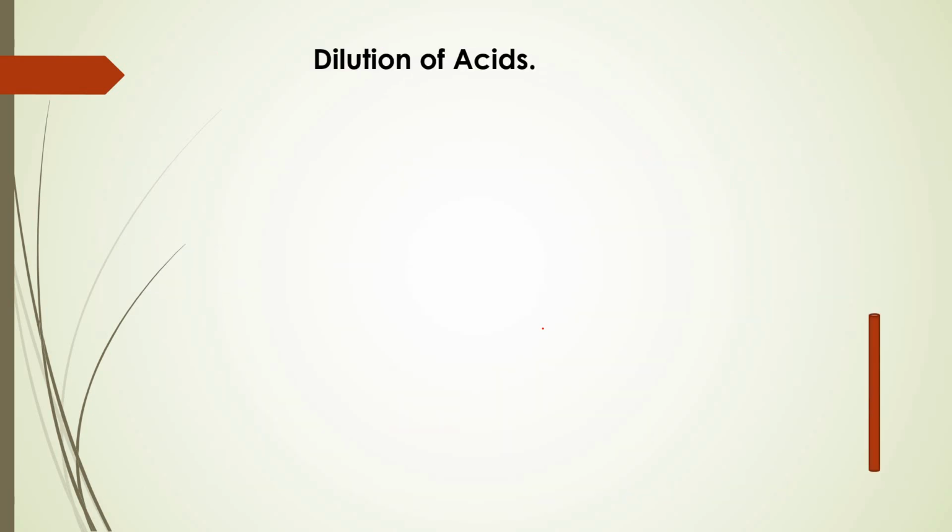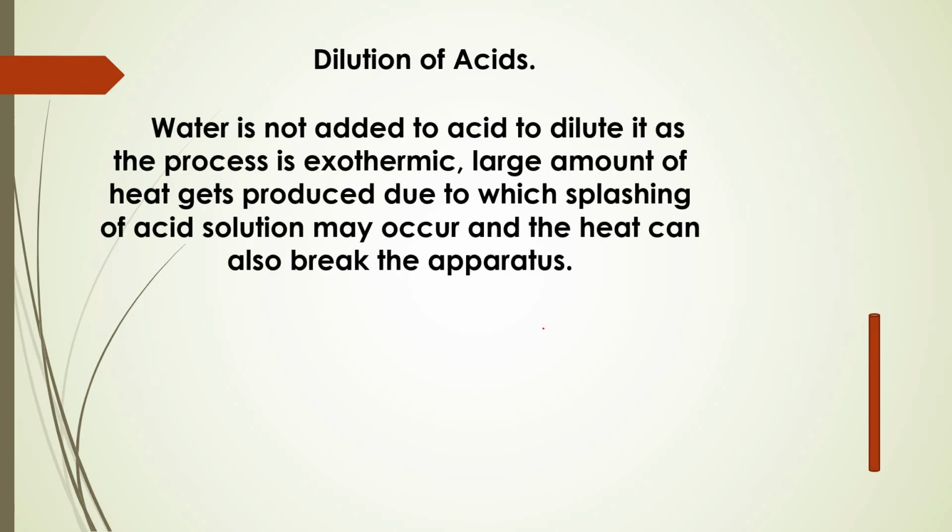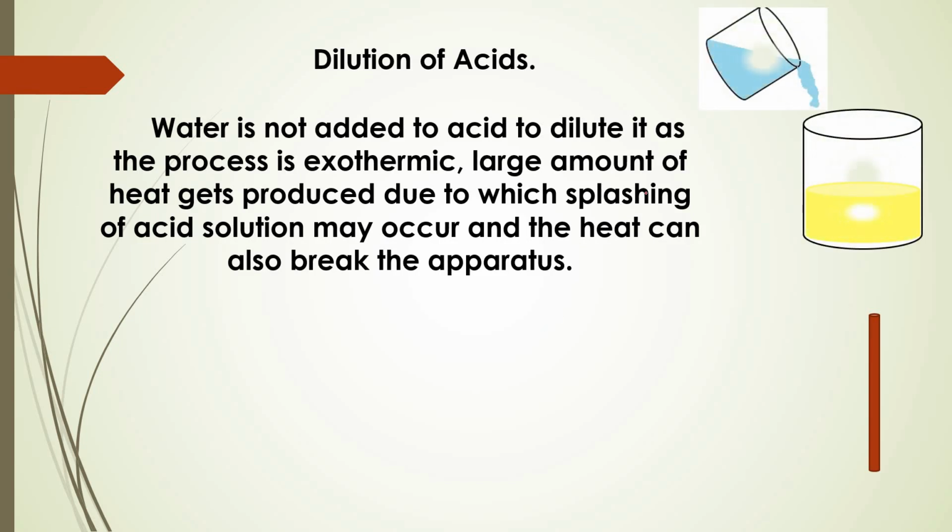Is that clear? Now, how do we dilute acids? Water is not added to acid to dilute it. We sometimes can make a mistake like that: we take acid in one beaker and start pouring water into it in order to dilute. That is not the right way. Water is not added to acid to dilute it. Why? Because the process is exothermic.